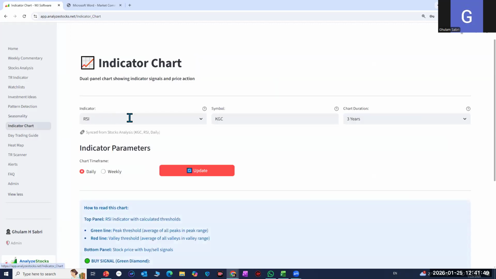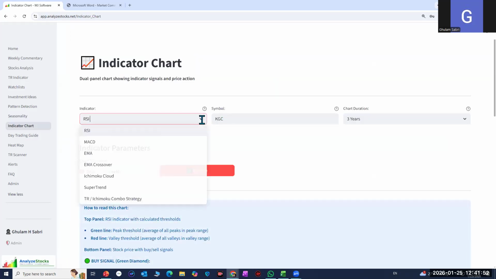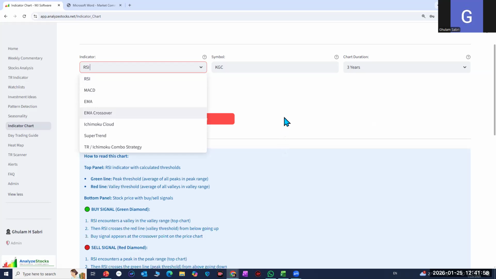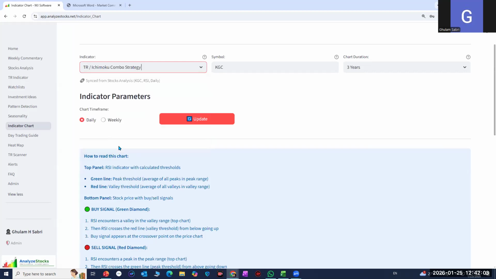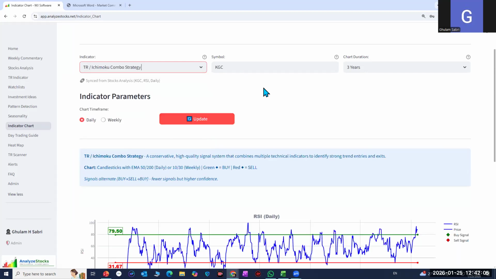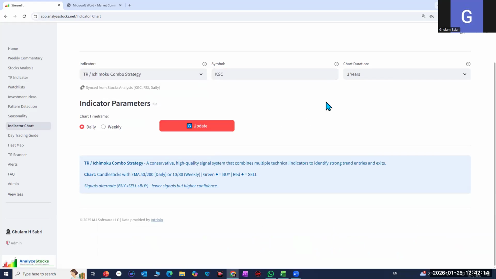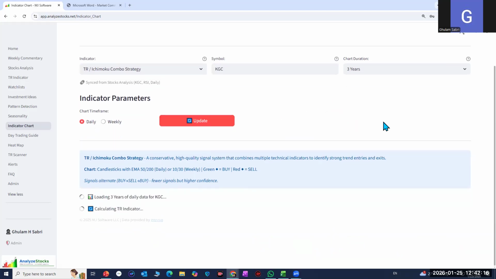One thing I would like to tell you is that there are a number of other indicators like the RSI indicator and MACD, but I don't want to go into that, to avoid confusing you with too much information. The TR indicator and Ichimoku combo strategy: for example, we selected BJ, or maybe KGC, and we update this. This combines two different indicators, our TR indicator with the Ichimoku combo strategy.